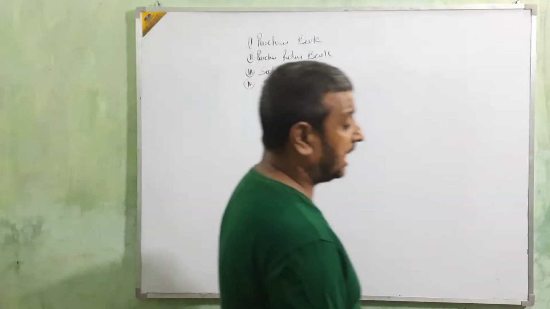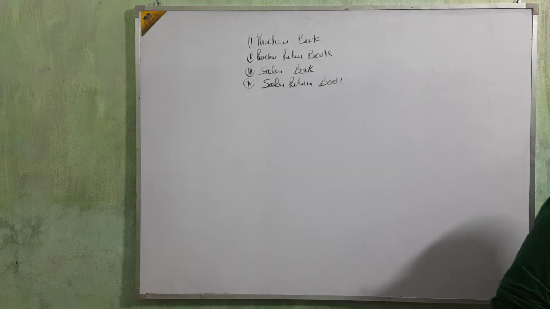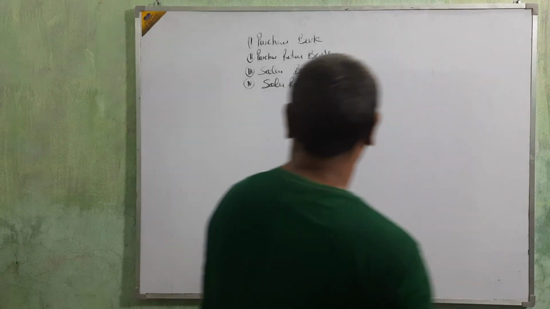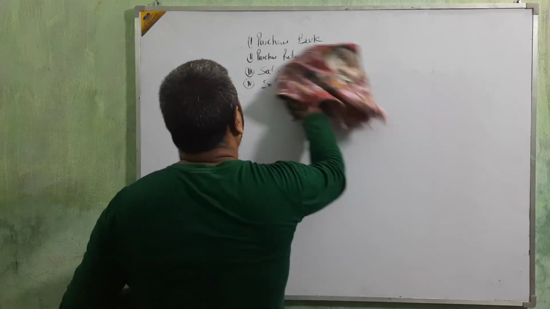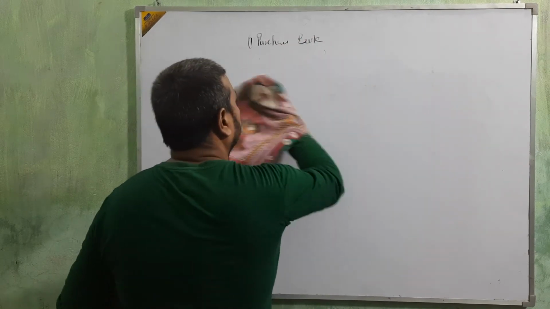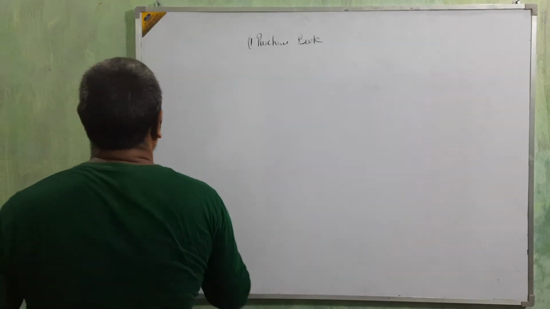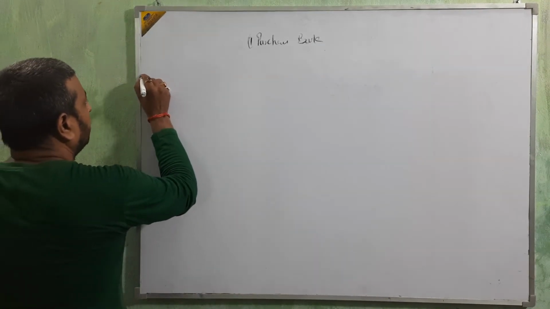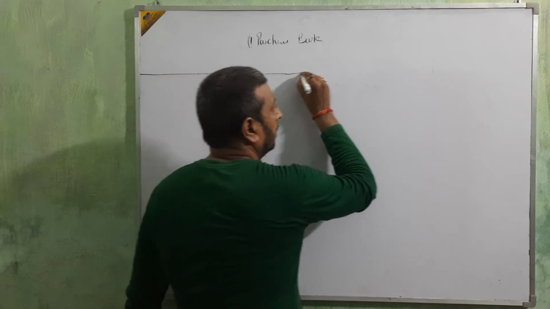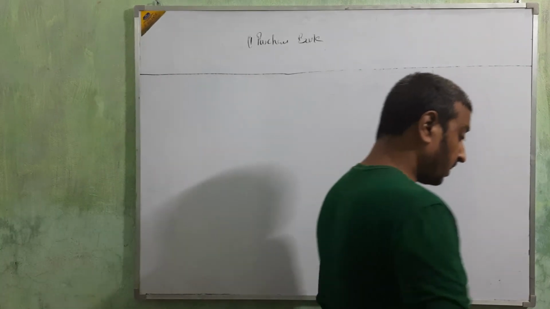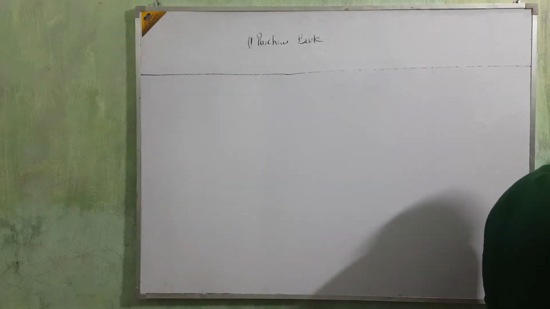Okay, now I am going to start, explaining one by one. First is purchase book. Now going to start with the purchase book. Okay beta, going to start with the purchase book.